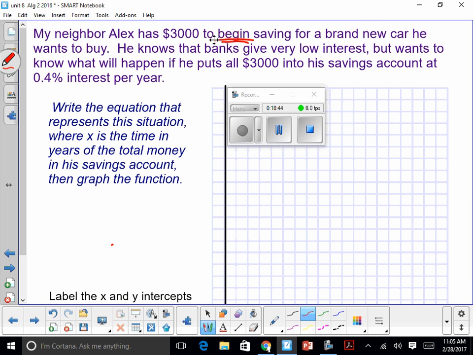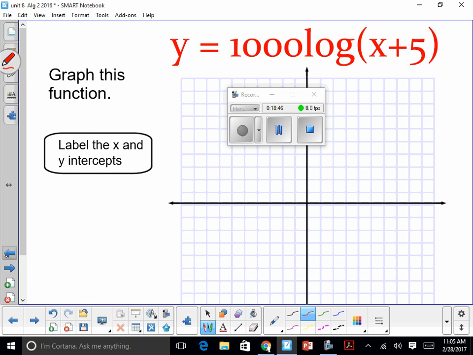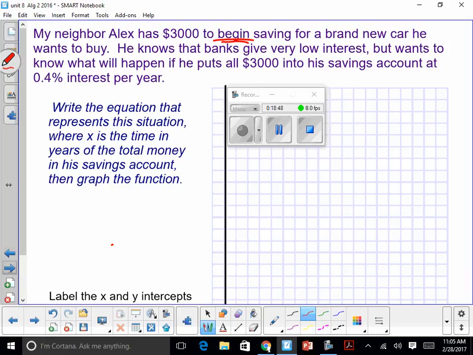Let's put in page 13. He knows that the bank gives very low interest. He wants to know what will happen if he puts all 3,000 to savings. Underline savings. That's going to be a key phrase that when you hear it on the test, you're like, oh, it's a savings prompt.